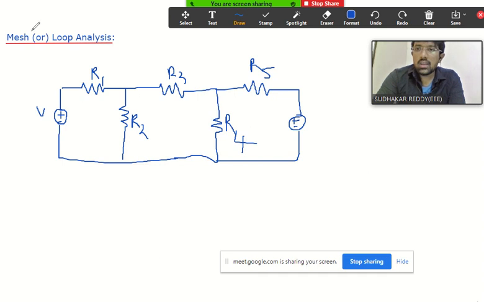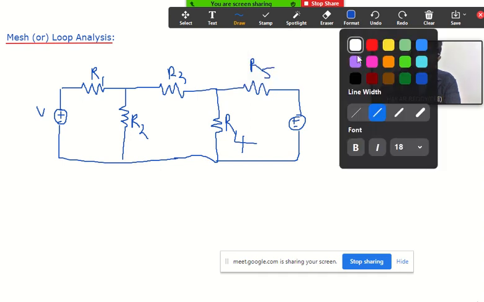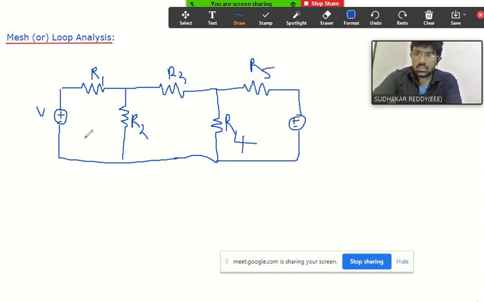That is the reason why I kept the heading as mesh or loop analysis. If you consider loop analysis, we would need to consider 6 loops here, but here we consider the meshes, not loops. In this network or circuit, we have only 3 meshes, and I will indicate what those meshes are. Observe here, this is one mesh, this is another mesh, and this is the other mesh. Understood?